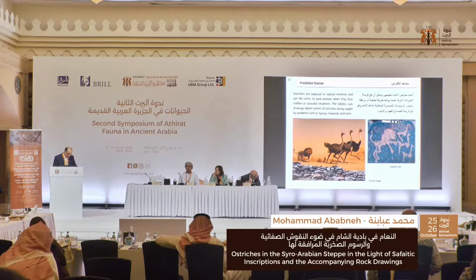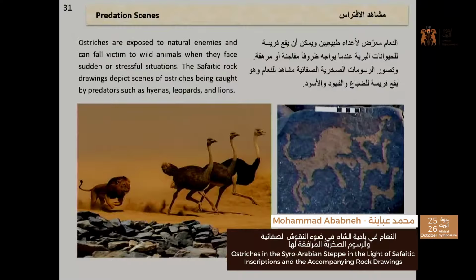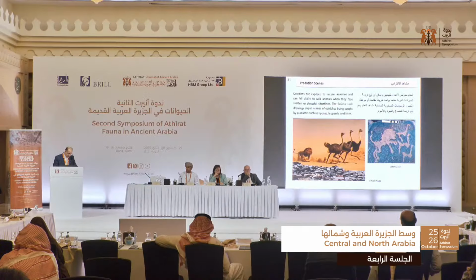Predation scenes. Ostriches are exposed to natural enemies and can fall victim to wild animals when they face sudden or stressful situations. The Safaitic rock drawings depict scenes of ostriches being caught by predators such as hyenas, leopards, and lions.